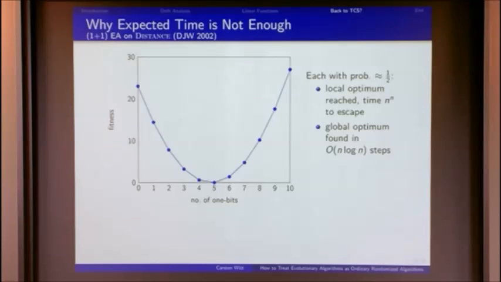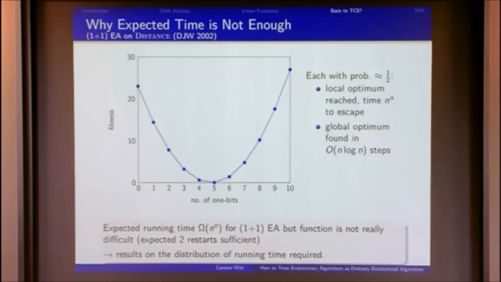So putting these two things together, the law of total probability tells us that the expected running time in this case would be exponential for the 1 plus 1 EA. But you agree, probably, this function is not difficult. We could just restart this algorithm when it gets stuck in a local optimum, or run it in parallel, and every second trial of this algorithm roughly will make it climb up the right branch and find the global optimum. So an exponential running time is not necessarily an indication for hardness. We need more about the distribution of running times.